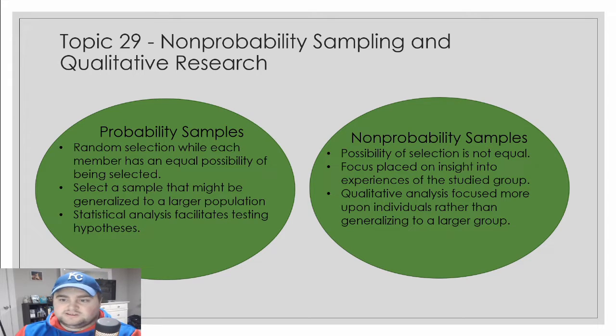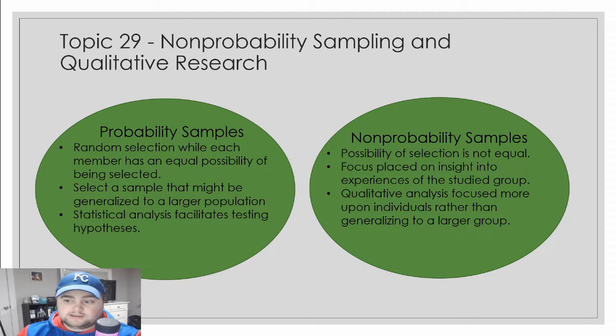For non-probability sampling, there are some distinct differences and comparisons to be made with regular probability samples as opposed to non-probability samples. Probability samples have a random selection, and each member of the possible selection or of a population has an equal possibility of being selected, which is the really paramount difference between probability and non-probability.